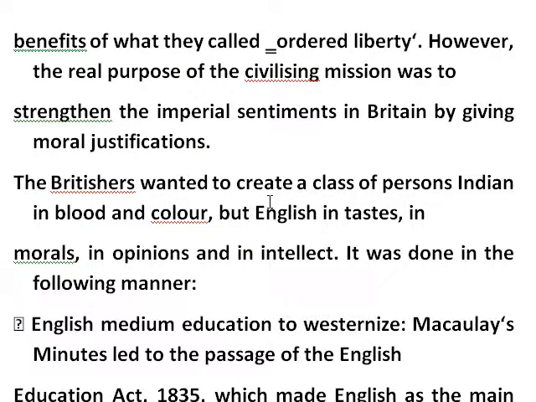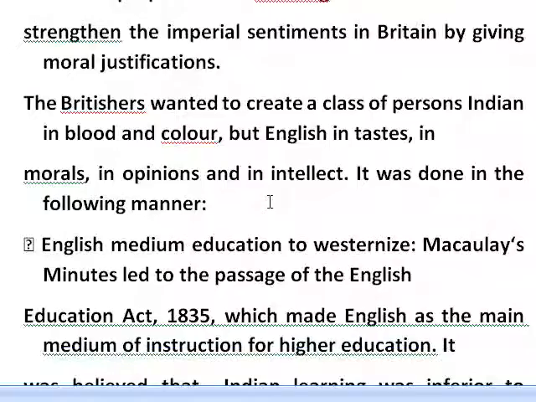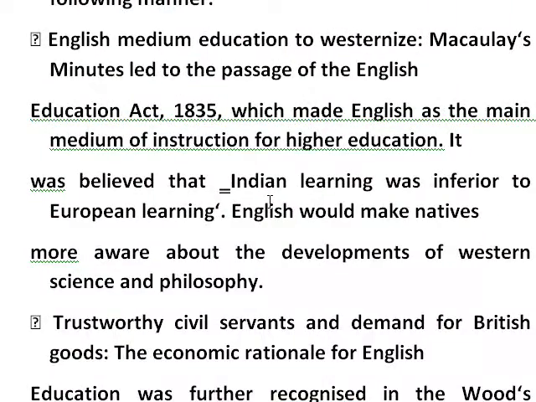However, the real purpose of the civilizing mission was to strengthen imperial sentiments in Britain by giving moral justifications. The British wanted to create a class of persons Indian in blood and color, but English in taste, in morals, in opinions, and in intellect. It was done in the following manner: English medium education, and education to westernize. Macaulay's minutes led to the passage of the English Education Act 1835, which made English the main medium of instruction for higher education.